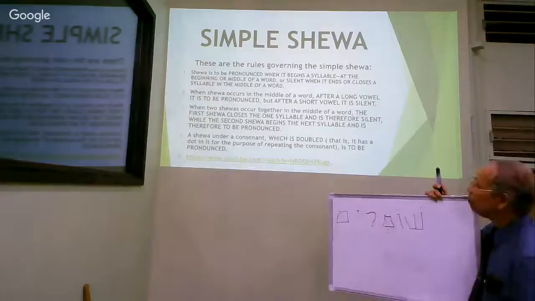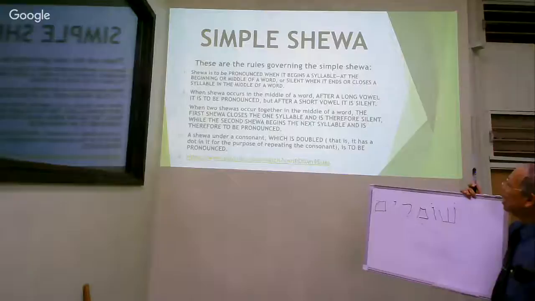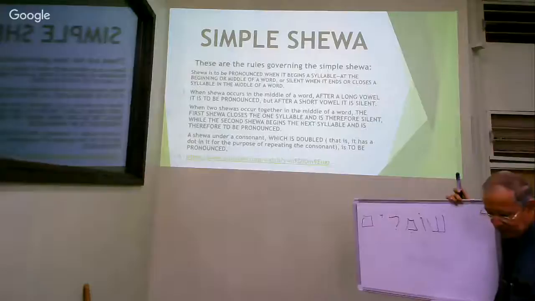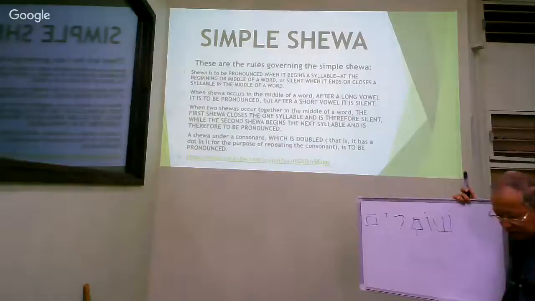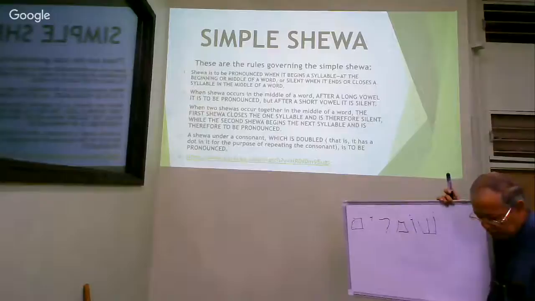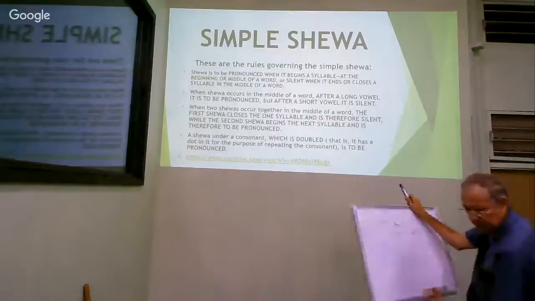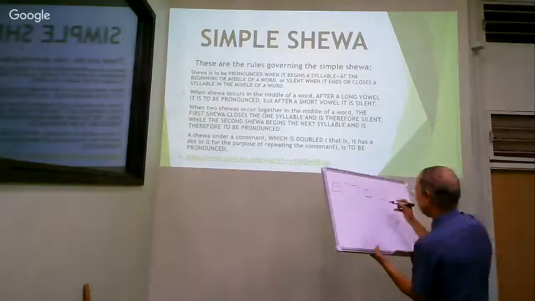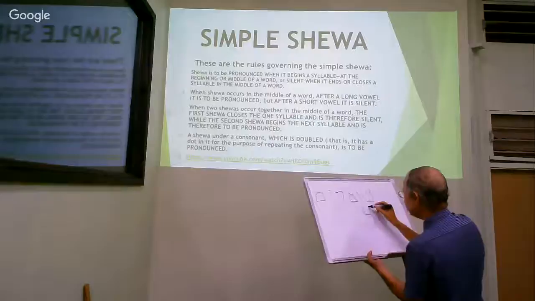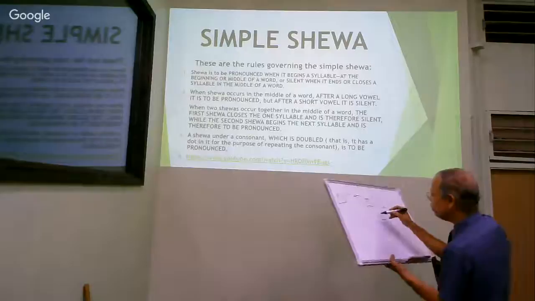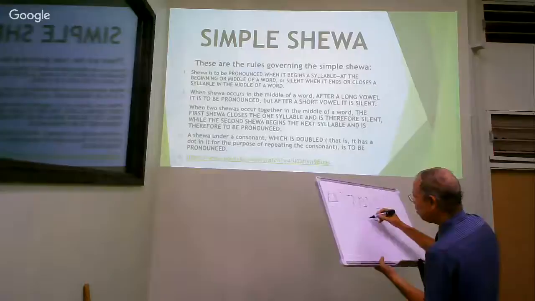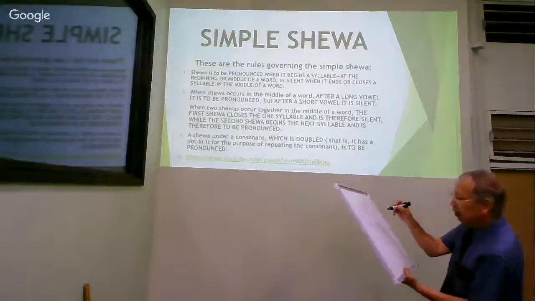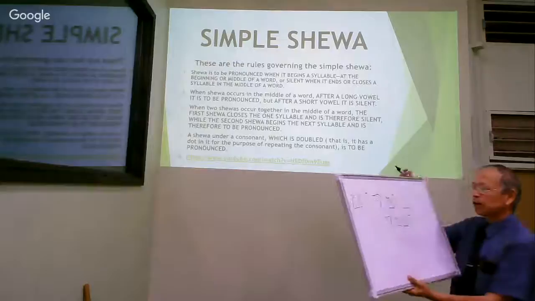Okay. Now let me finish number two. But after a short vowel, it is silent. After a short vowel, it is silent. Okay, so let me illustrate that by another word under shomerim. And it's the Hebrew word yishmor, which means he will keep or he will guard or he will watch. Yod, short kareem. Shin, shewa under the shin, mem, kolem, resh.